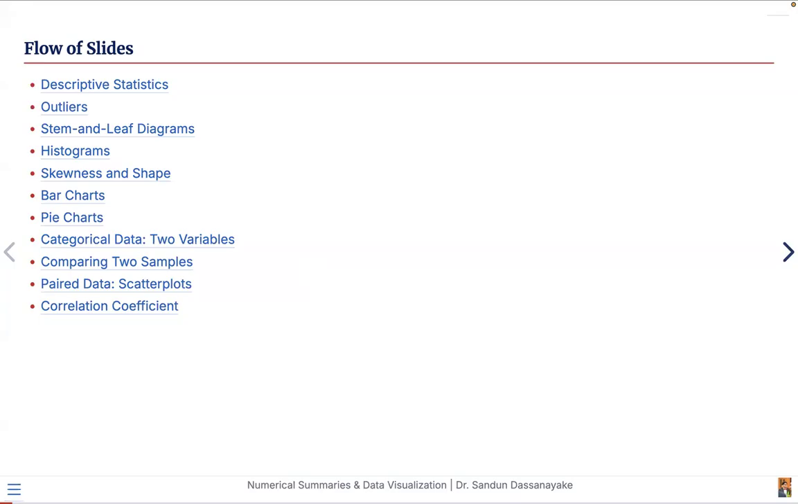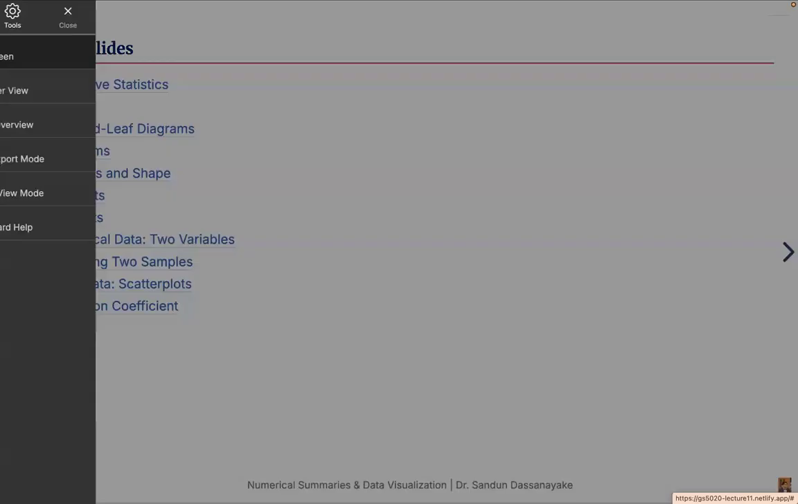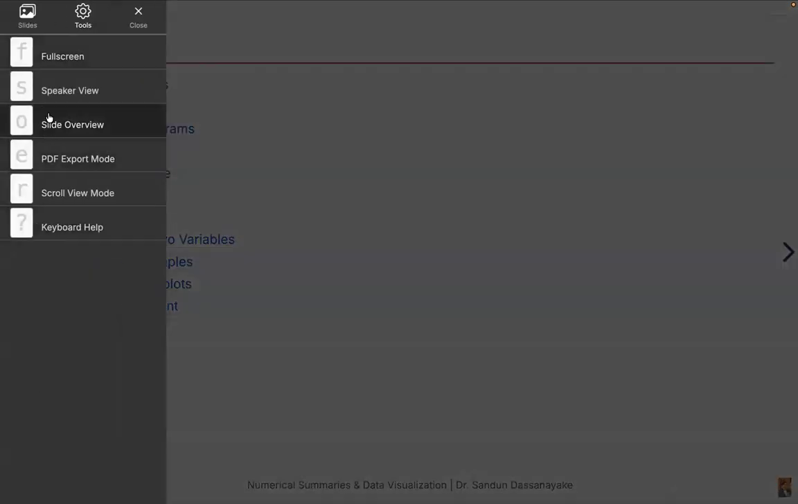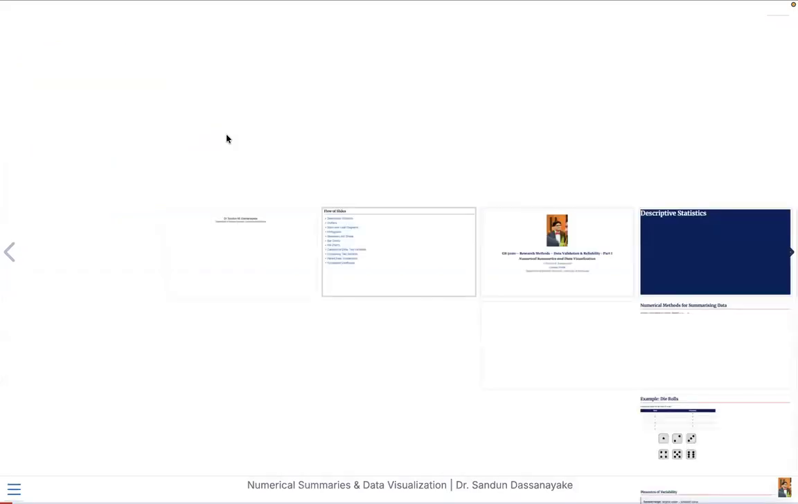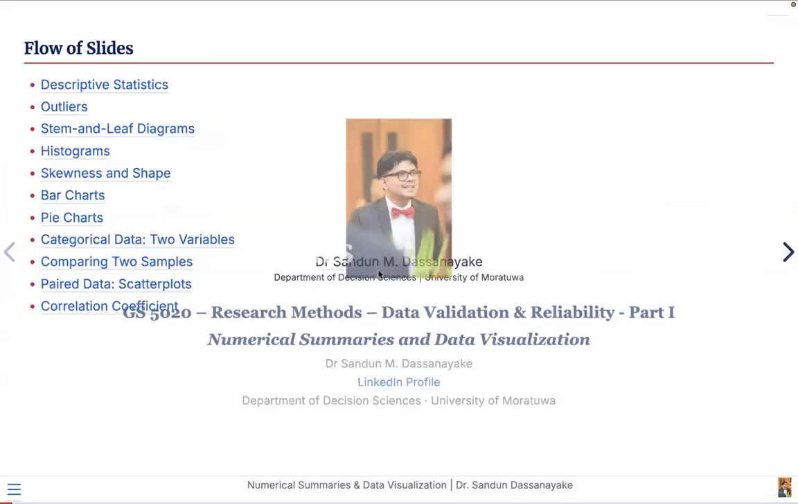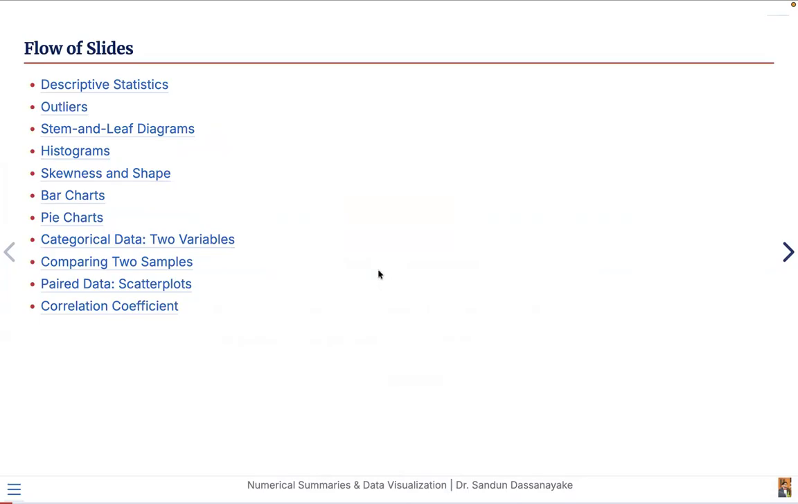So I'll start with descriptive statistics. If you want to look at the lecture series as a whole, you can click on the slide overview button, the O button, right? When you press O, you can see the slide overview like that. Right, now I will go ahead with the first slide on descriptive statistics.